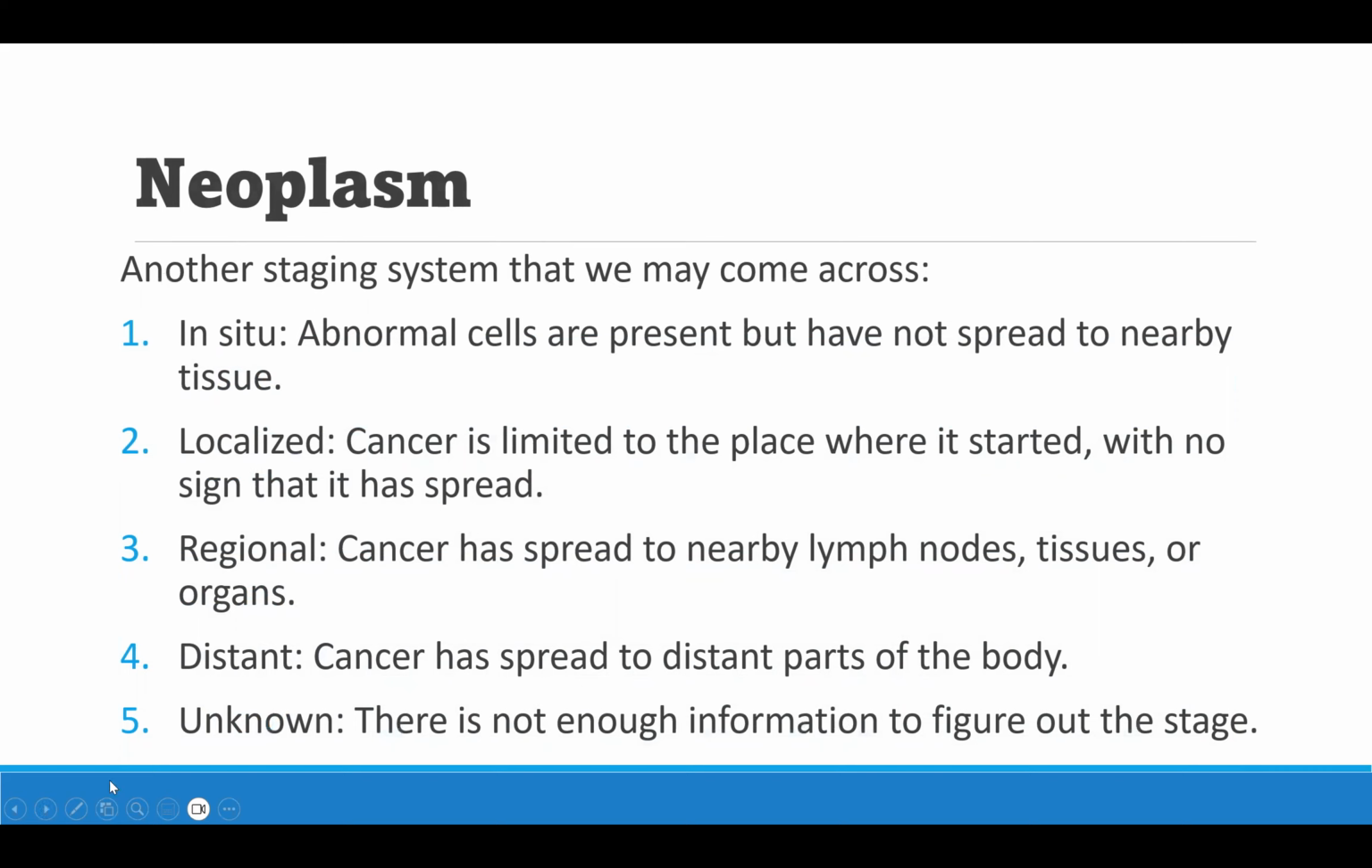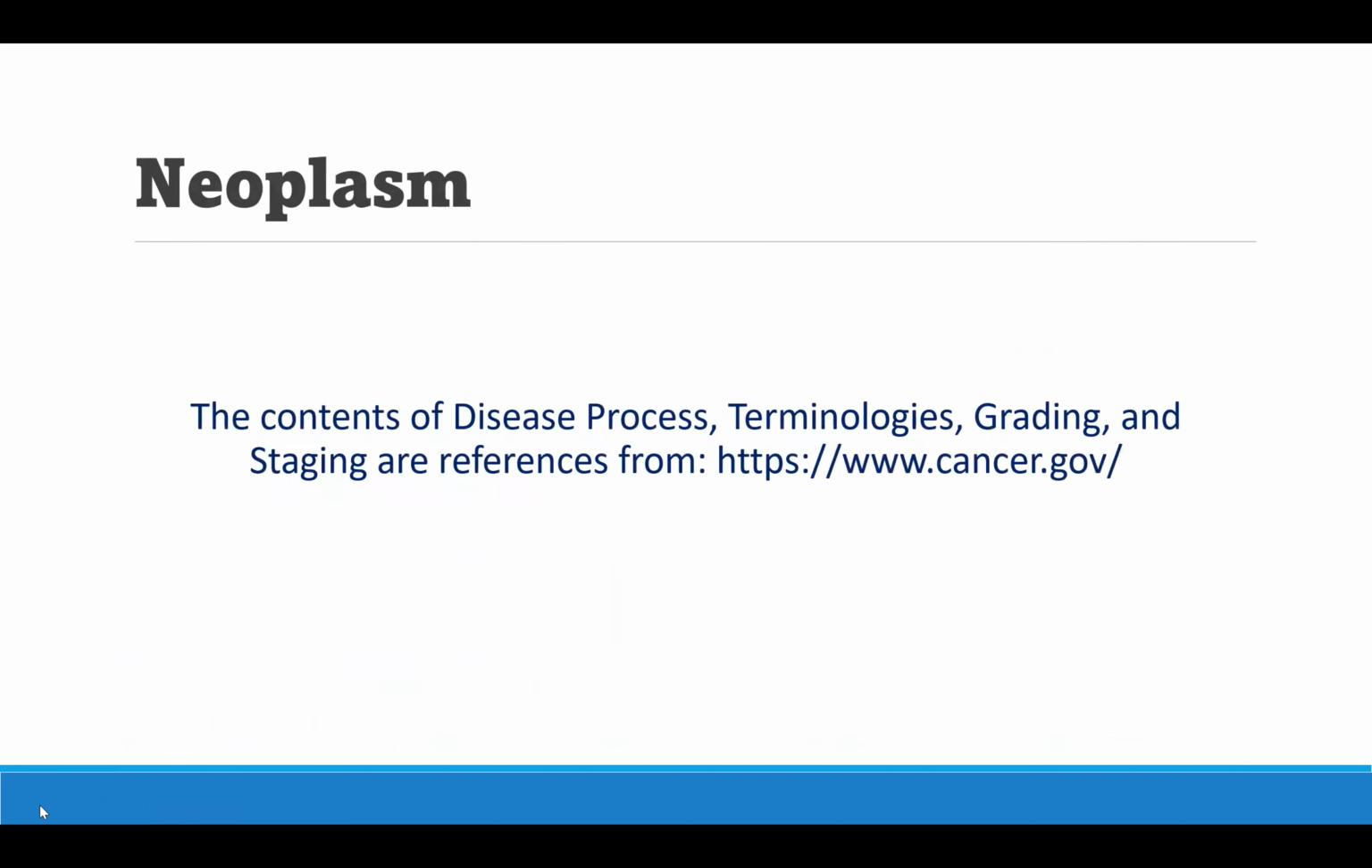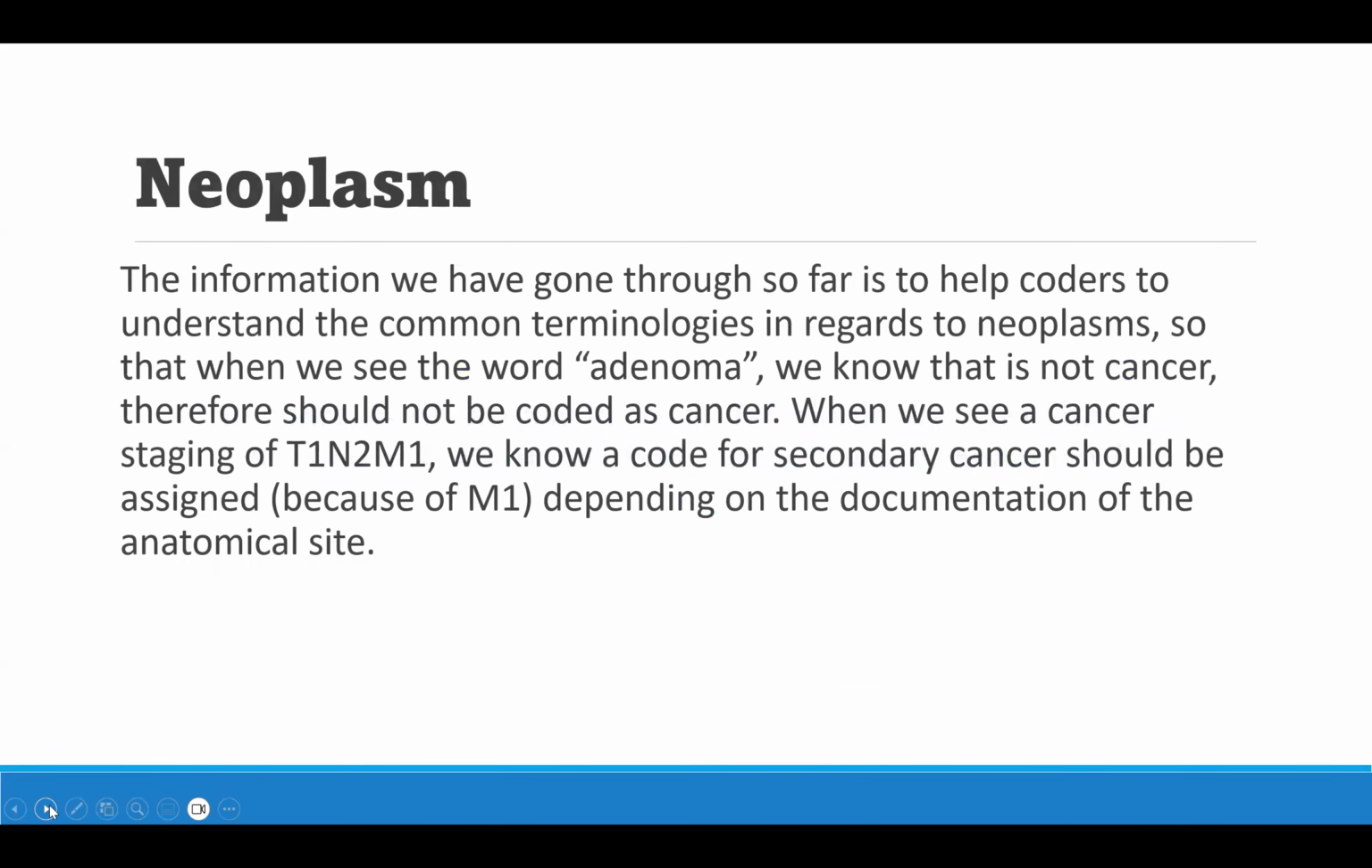Okay. Some other terms: in situ, localized, regional, distant, unknown. Anything that's not in situ is likely metastatic, where it's spread to other places. Okay. And you can get more information at cancer.gov. Okay. And so the information we've gone through so far is to help coders understand the common terminologies in regards to neoplasms, so that when we see the word adenoma, we know that it is not cancer. Therefore, it should not be coded as cancer. And some of the obstacles that you'll see in a chart.